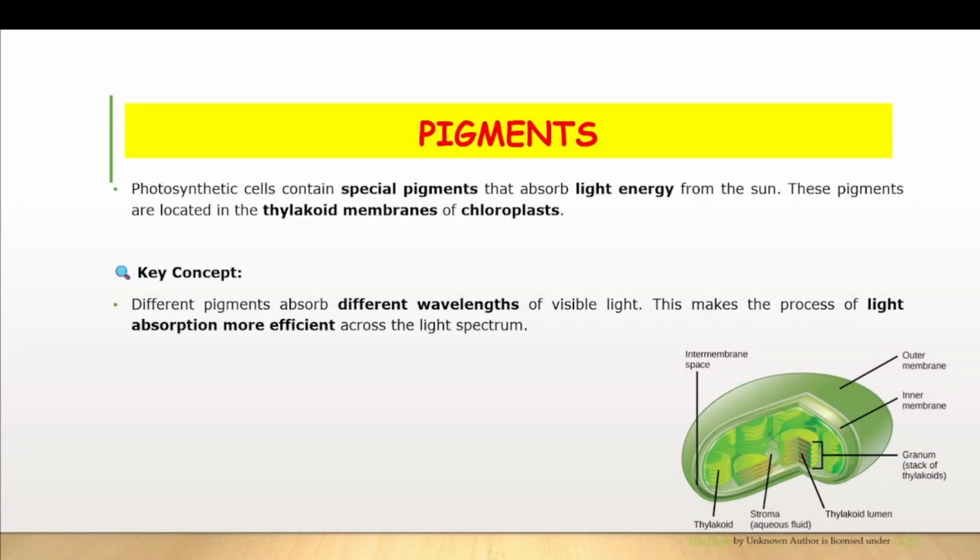Photosynthetic cells contain special pigments that absorb light energy from the sun. These pigments are located in the thylakoid membranes of chloroplasts. The key concept is, different pigments absorb different wavelengths of visible light. This makes the process of light absorption more efficient across the light spectrum.